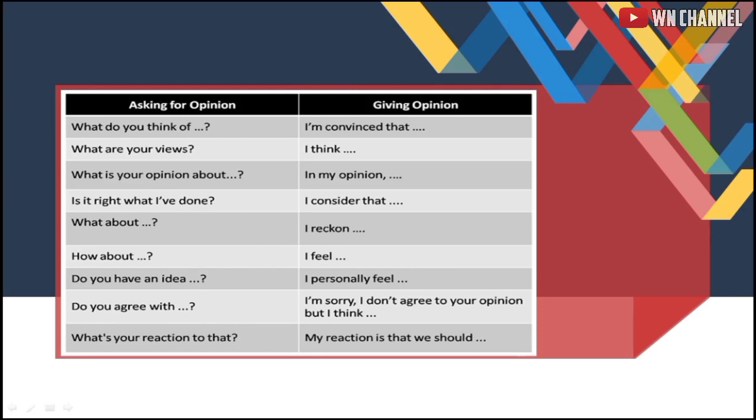And then you can respond by giving your opinion by saying that I'm convinced that, I think, blah blah blah. In my opinion, I consider that, I recount that, I feel, I personally feel, I'm sorry, I don't agree to your opinion, but I think, blah blah blah. And then my reaction is that we can complete the sentence.